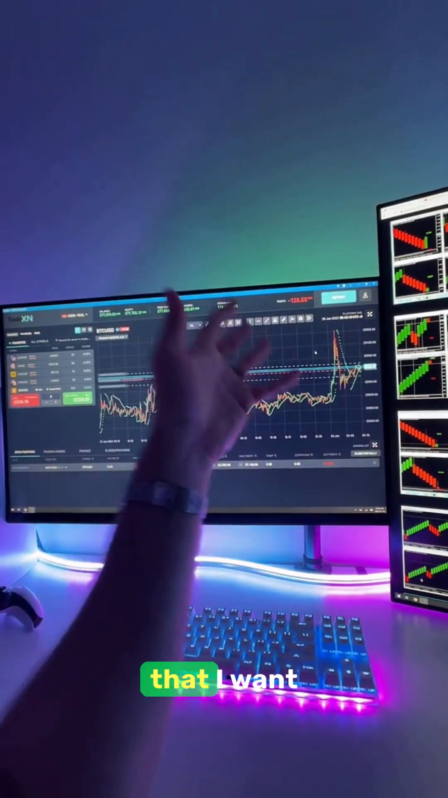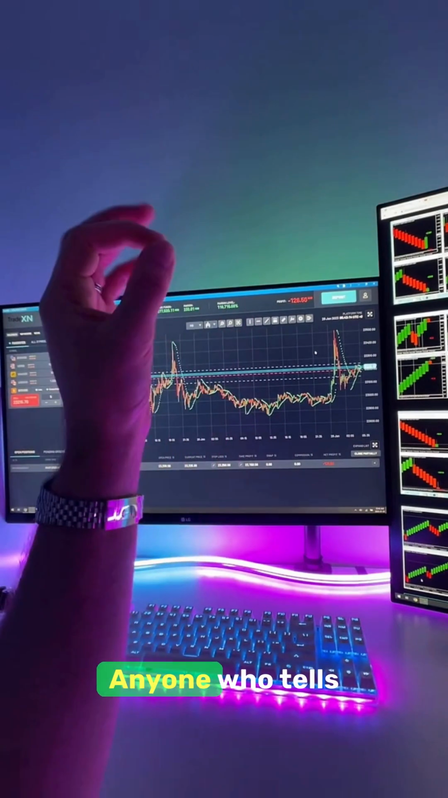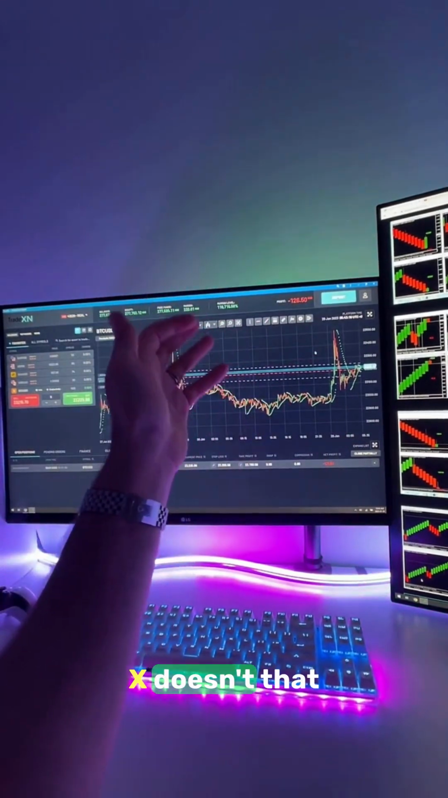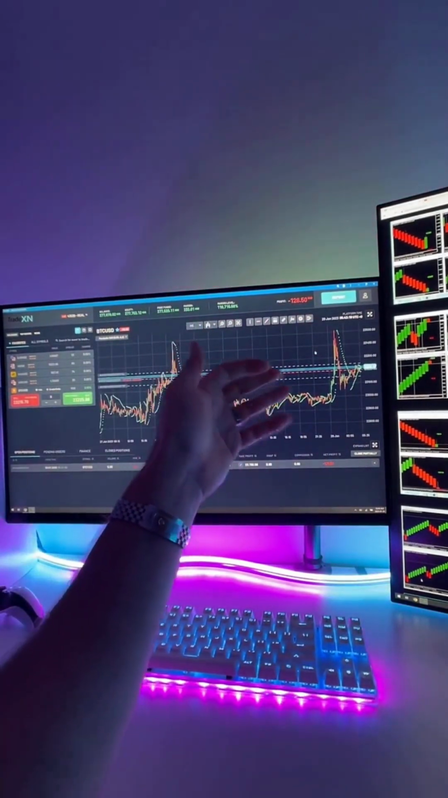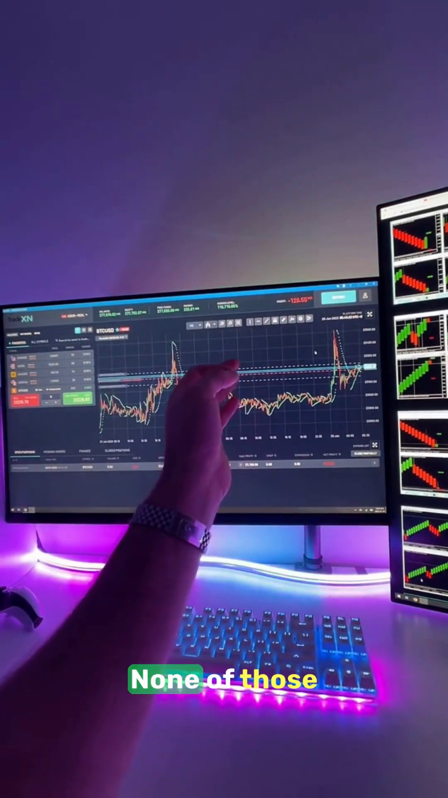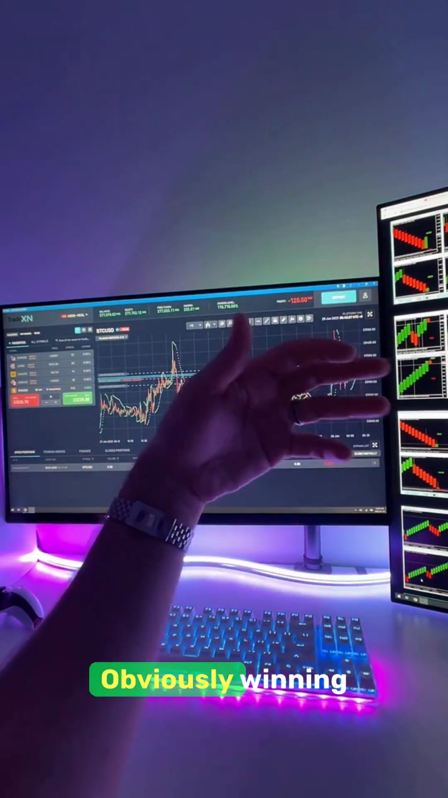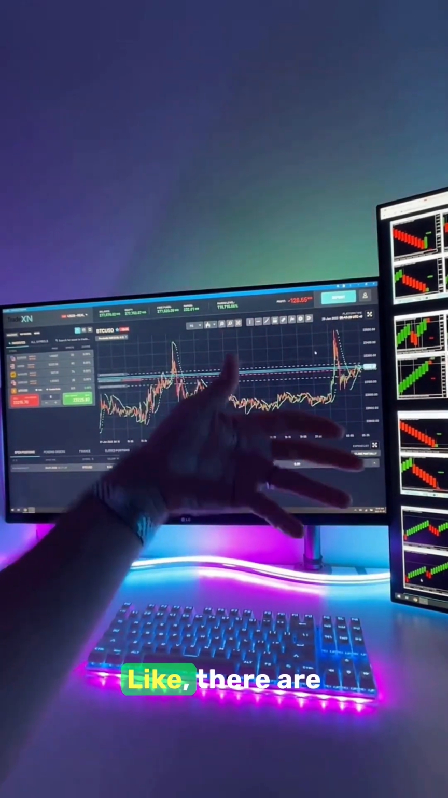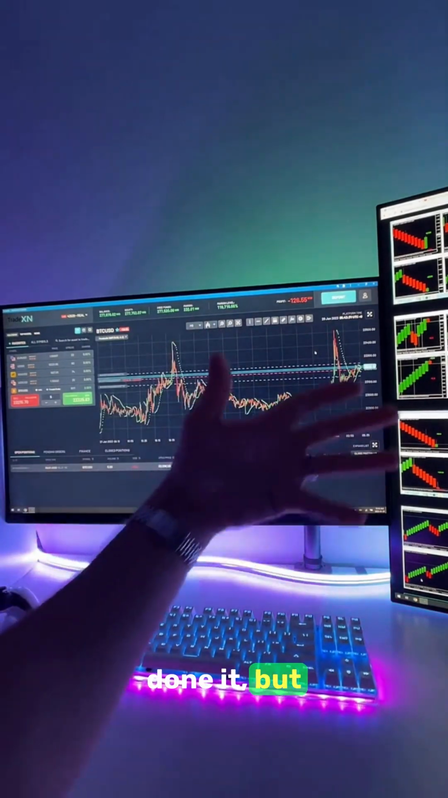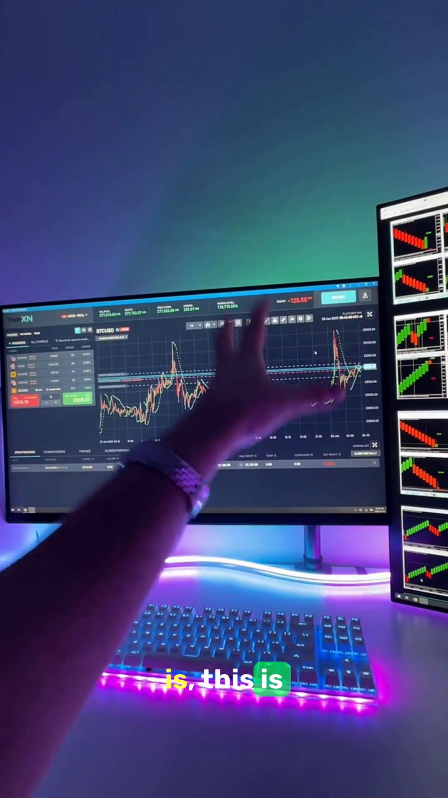Okay, the next thing that I want to talk about is minimizing risk. Anyone who tells you to 100x this and that, you're going to lose your money. Anyone who claims a 100% hit rate, you're going to lose your money. None of those things are real, okay? Those are like lottery tickets. Obviously, winning the lottery is real. There are people who have done it, but what are the chances? So the way I look at trading is, this is my income.